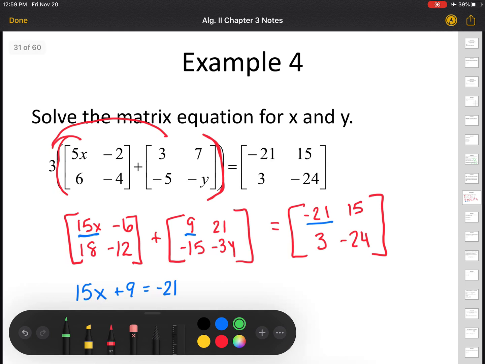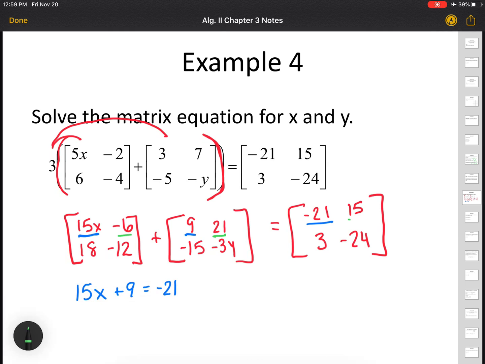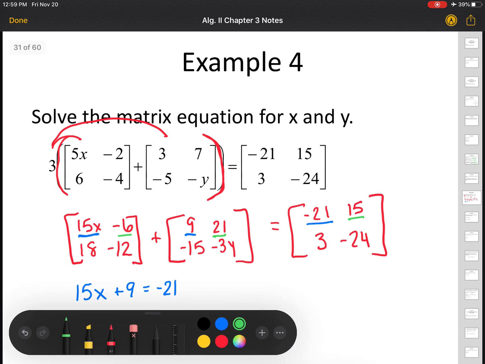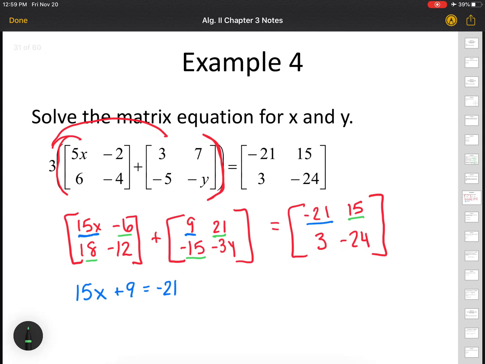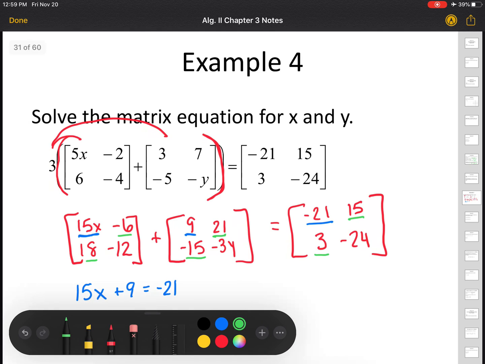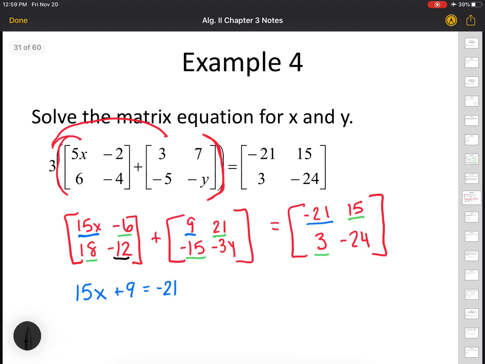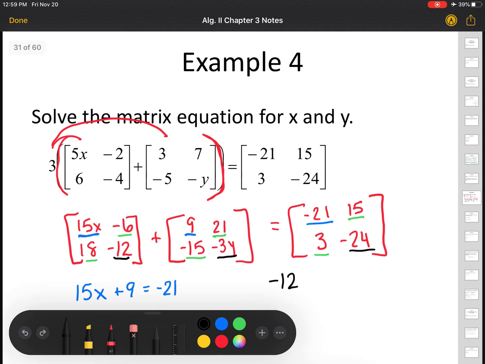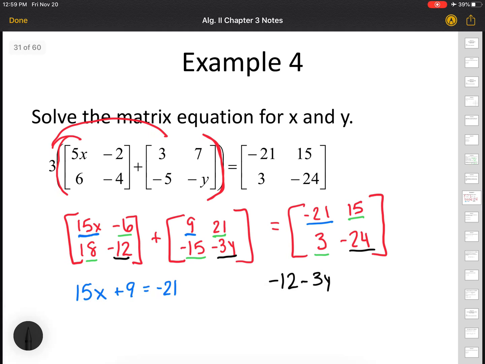Now I'm going to check the other elements. So -6 plus 21 is 15. Yeah, that's a true statement. Okay. I'm going to look at the next one now. So 18 plus -15 is 3. Yeah, that's true too, so that's good. And the last thing I'm going to look at here is -12 plus -3y is -24. Well, I don't know what y is yet, so I'm just going to write that one out too. So -12 minus 3y is supposed to equal -24.